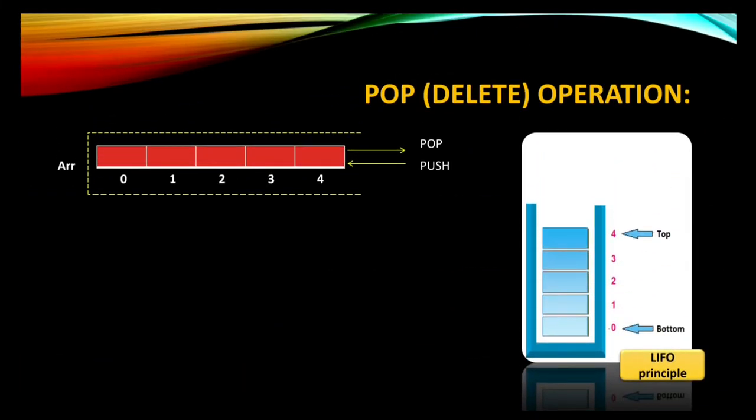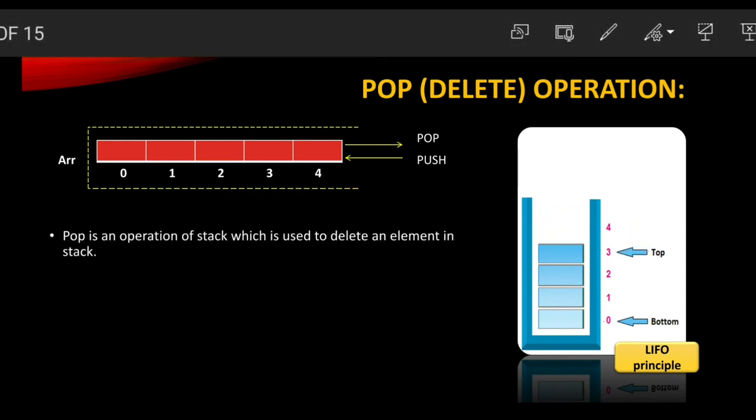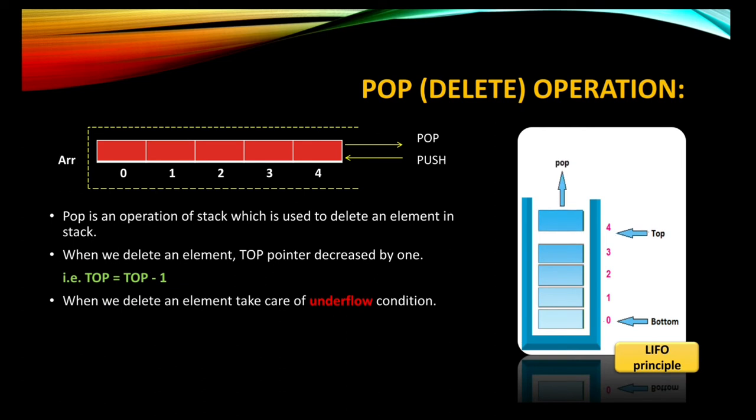Now moving further, when we deal with the pop operation. Pop, what type of operation is it? It is used to delete an element from the stack. How is it going to delete an element? See, when we delete an element from the stack, we are supposed to decrease the top pointer by 1.